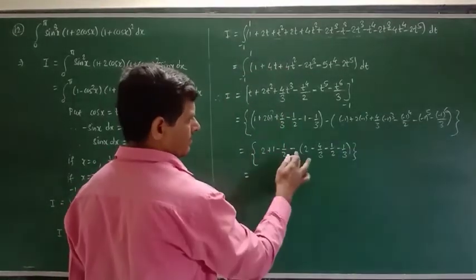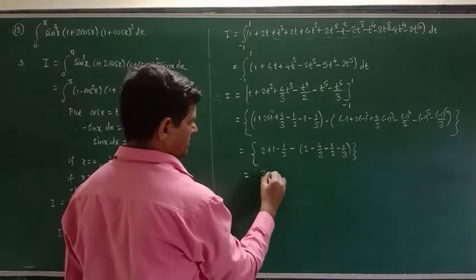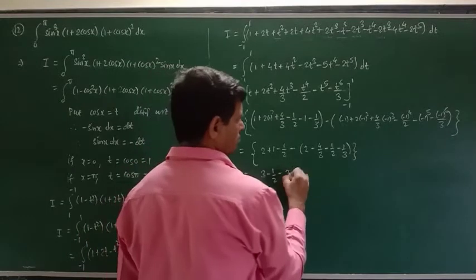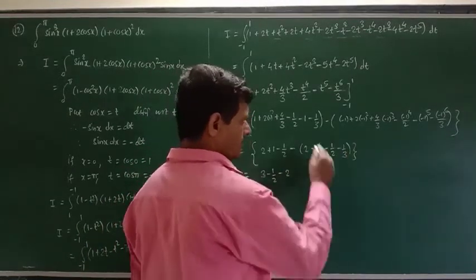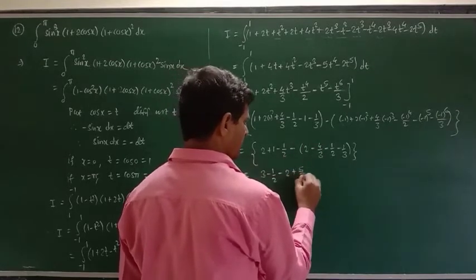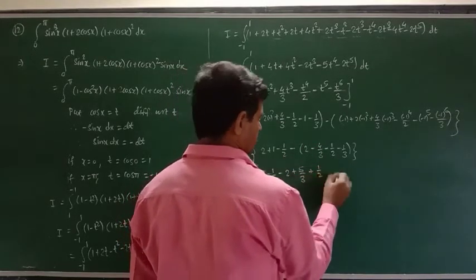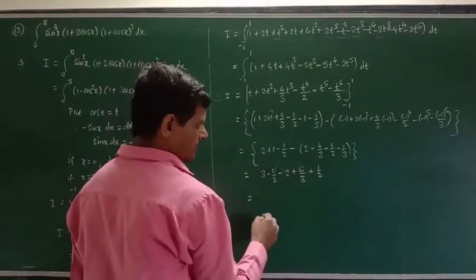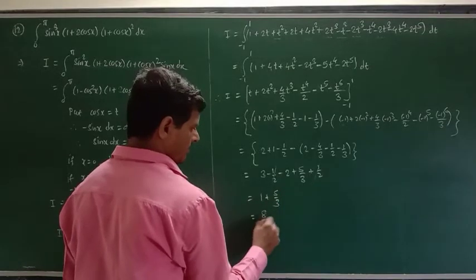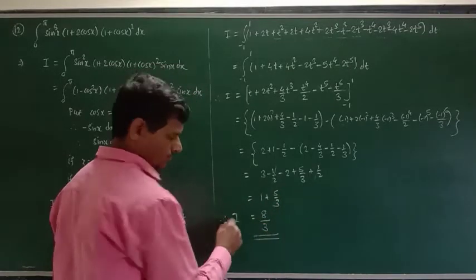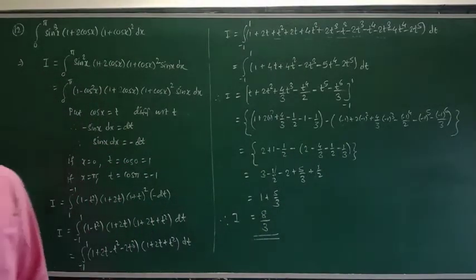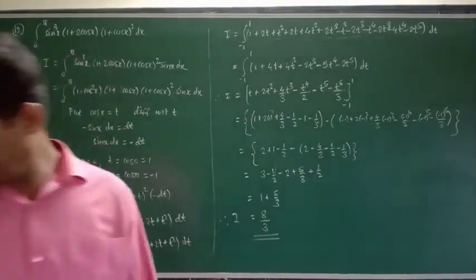2 plus 1 is 3, and 3 minus 1 half minus 2, and in these terms we perform minus 4 minus 1 is minus 5 by 3, minus minus is plus 5 by 3, and plus 1 half. So minus 1 half plus 1 half get cancelled. So 1 plus 5 by 3, and its final value is 8 upon 3. So the definite integral value is 8 upon 3. Okay, this is the final answer.